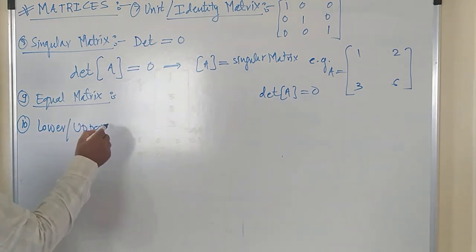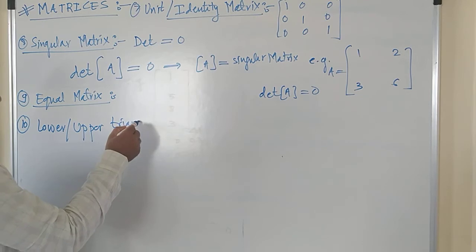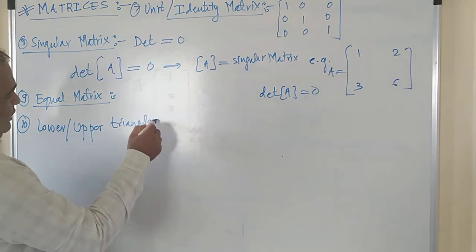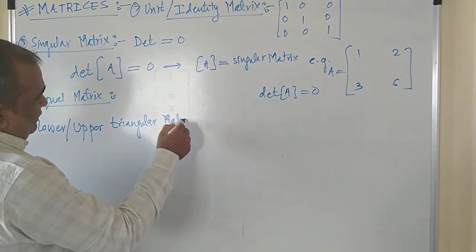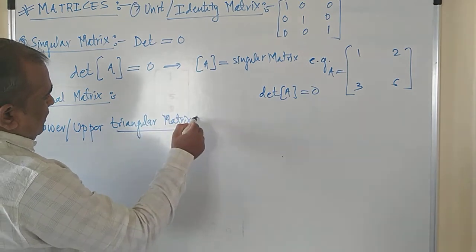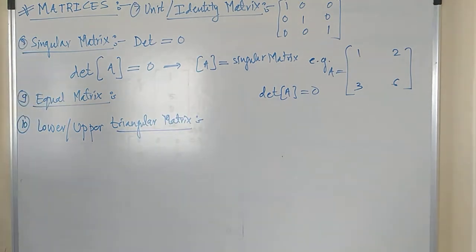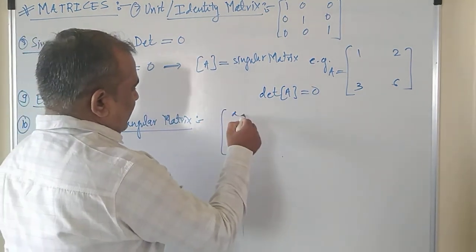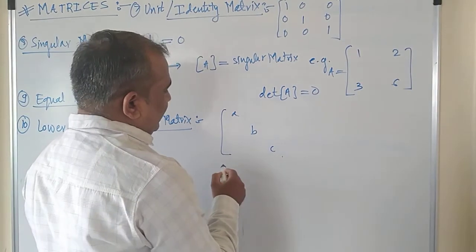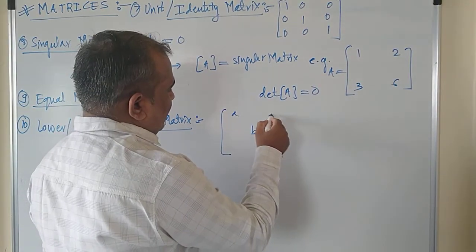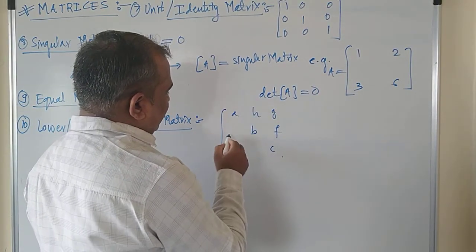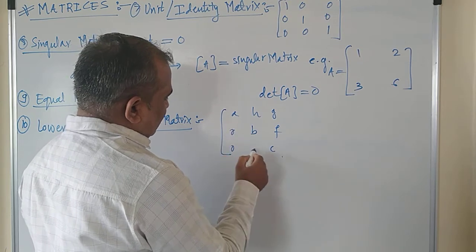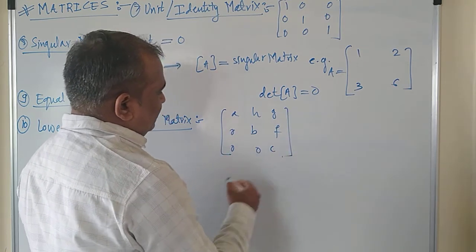Lower and upper triangular matrix. Triangular matrix. The name itself indicates lower and upper triangular matrix. Let me give you an example. Let us suppose A, B, C are the diagonal elements of the particular matrix, and F, G, H are these elements, and these elements are equal to 0.